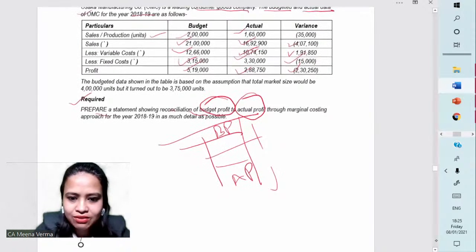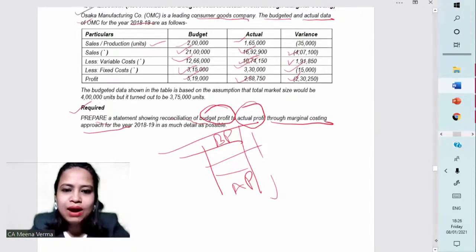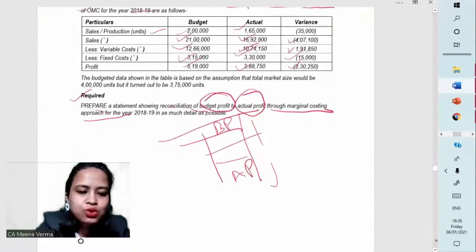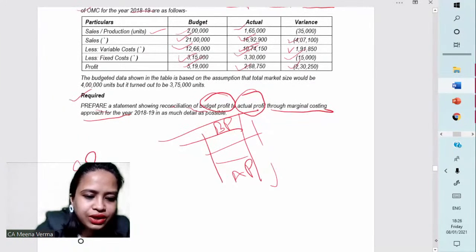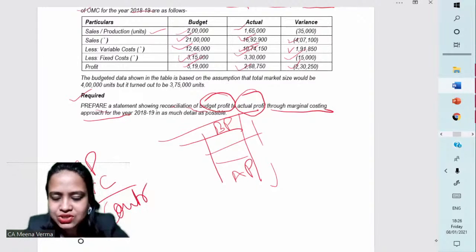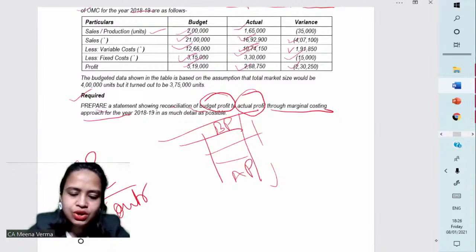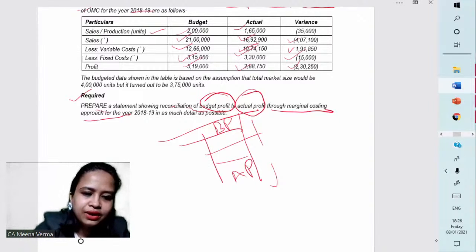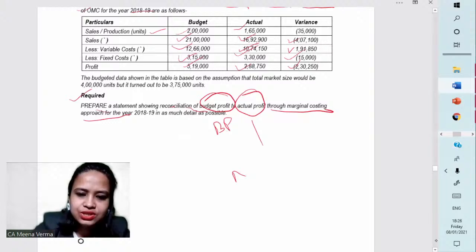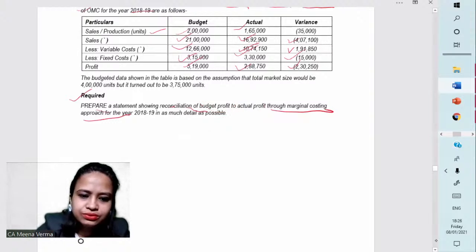Now what they have also mentioned is the marginal costing approach. Marginal costing approach means you are considering the selling price, the variable cost, and the contribution. With the help of this marginal costing approach, you have to prepare a reconciliation statement.